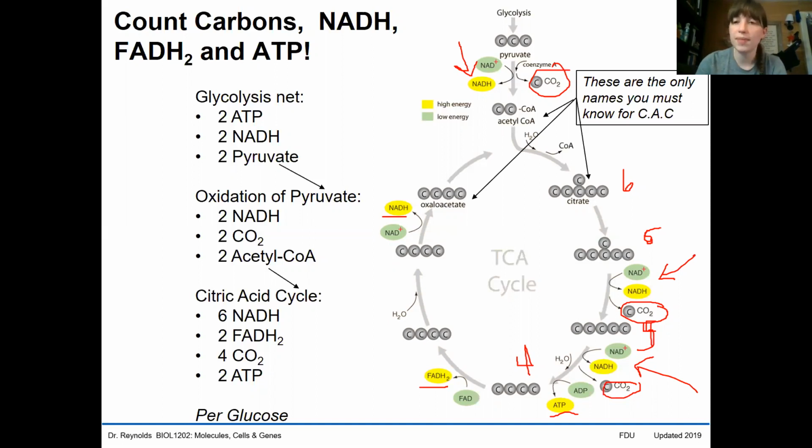Finally, you should be paying attention to the fact that although 1 glucose feeds into glycolysis, 2 pyruvate come out as a product, which means that per glucose, the oxidation of pyruvate happens twice. And the citric acid cycle goes through 2 turns. So anytime that you're calculating yield per glucose, you need to be cognizant of the fact that some of these processes actually happen more than once.